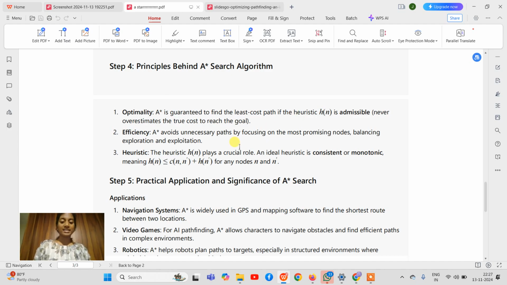Efficiency: A star avoids unnecessary paths by focusing on the most promising nodes, balancing exploration and exploitation. Heuristic: the heuristic plays a crucial role. An ideal heuristic is considered monotonic, meaning h(n) will always be less than or equal to c(n, n') plus h(n') for any nodes n and n'.